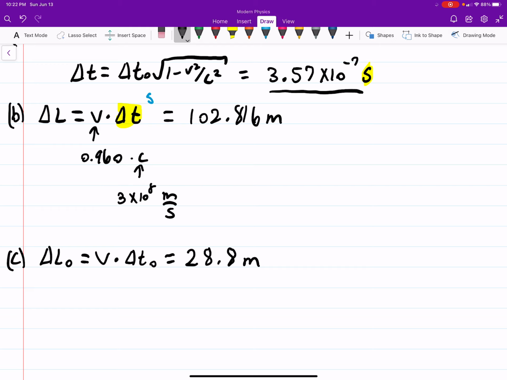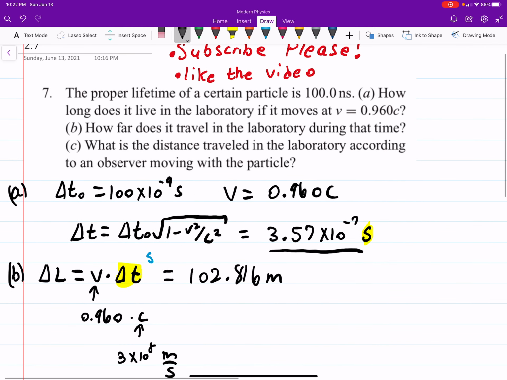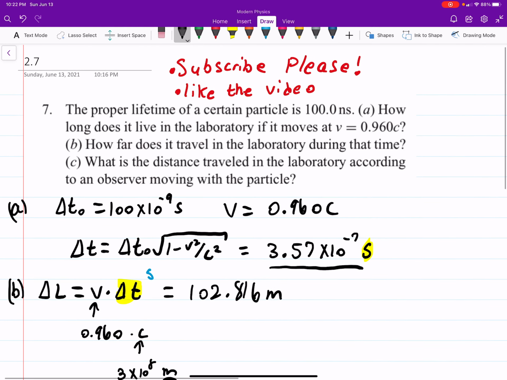So really, it's just kind of helping you get your bearings. I think this question is good for helping you get your bearings correct for what is proper length, proper time, versus just delta L, delta T. And if you know that, it's a very easy problem to work through.